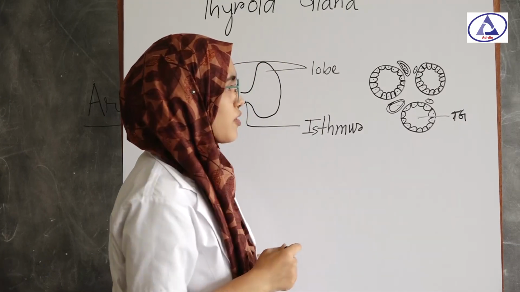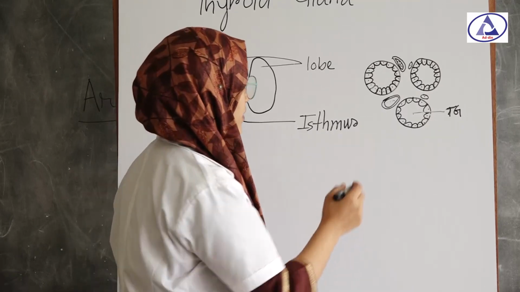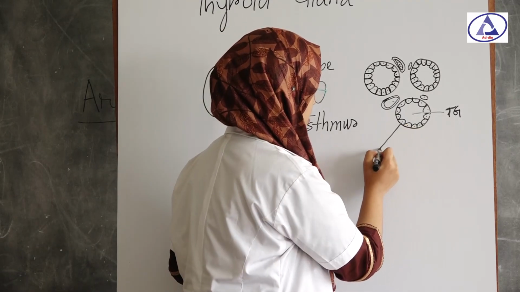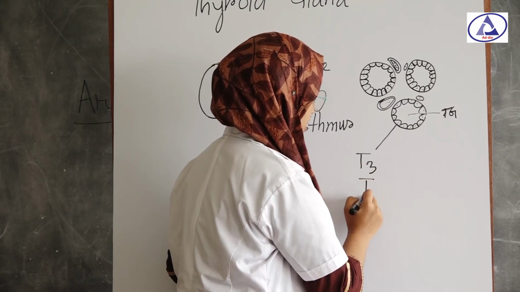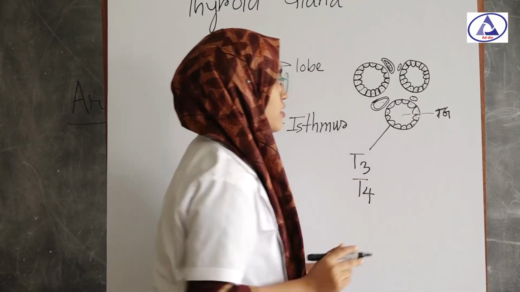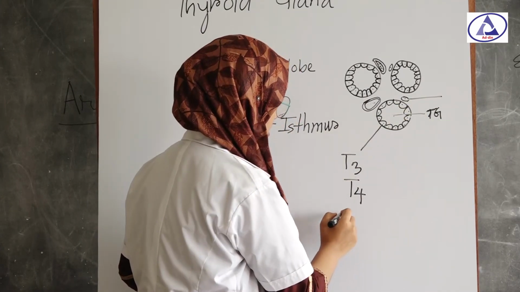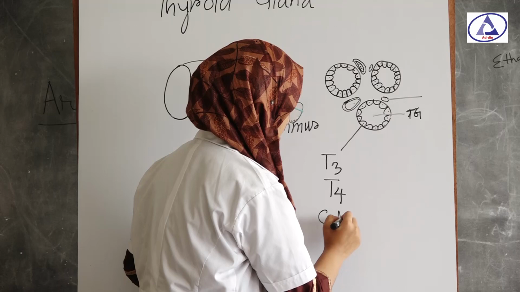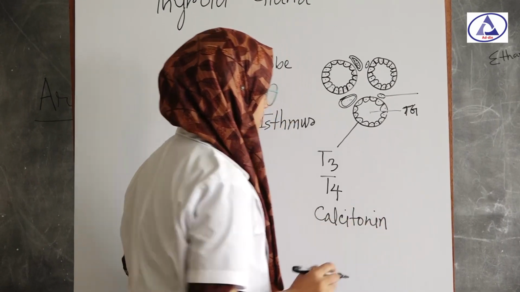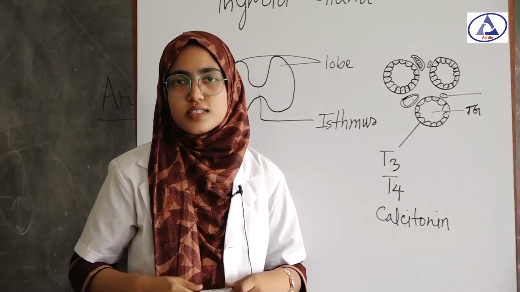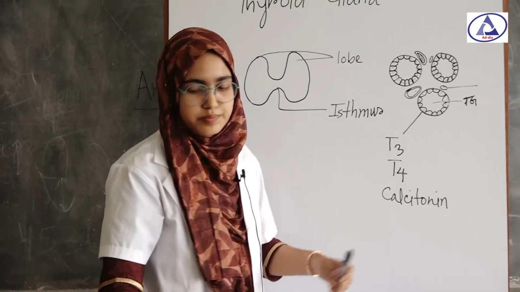Now, what are the hormones that are secreted from the thyroid gland? From these follicular cells, T3 or triiodothyronine and T4 or thyroxine hormones are released. And from the parafollicular cell or C cell, calcitonin is released. Calcitonin is the hormone which regulates the blood calcium level.